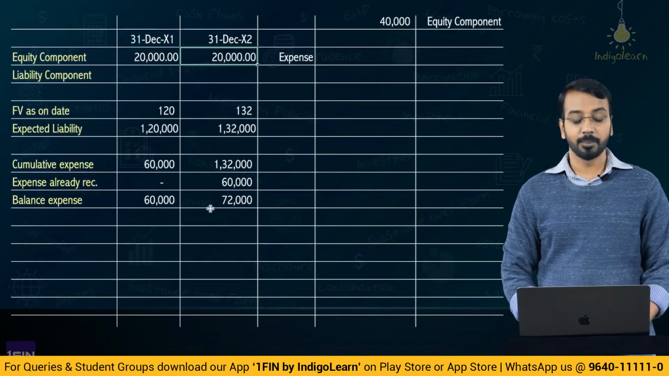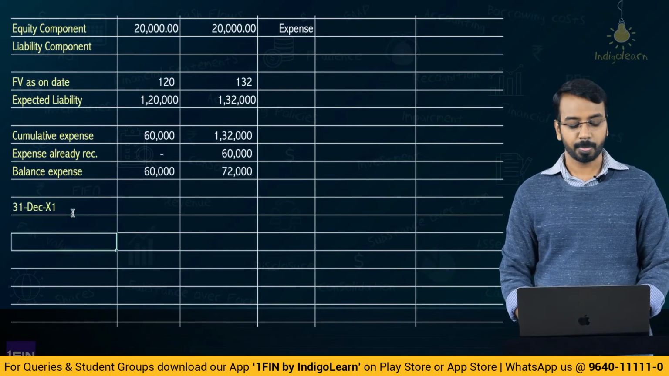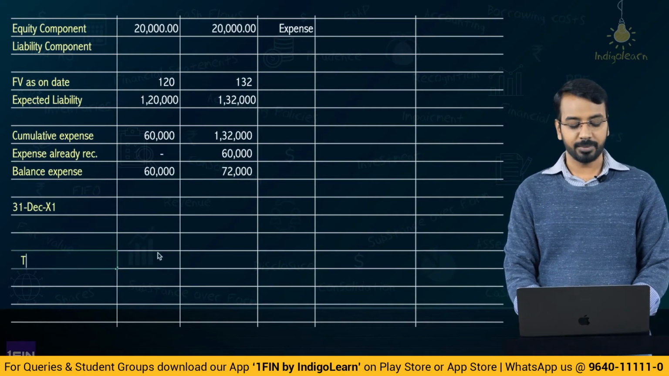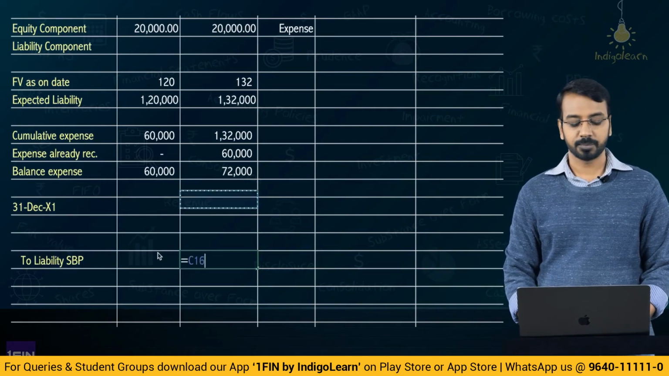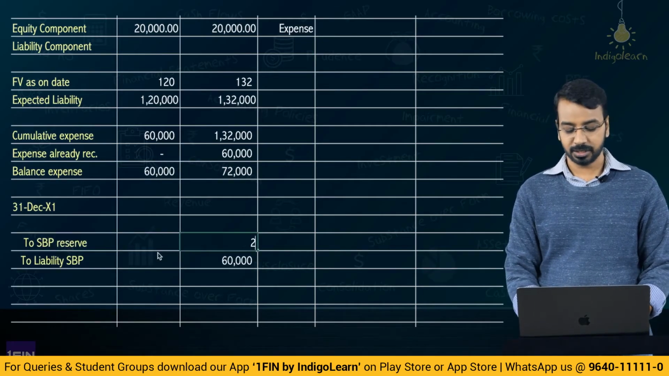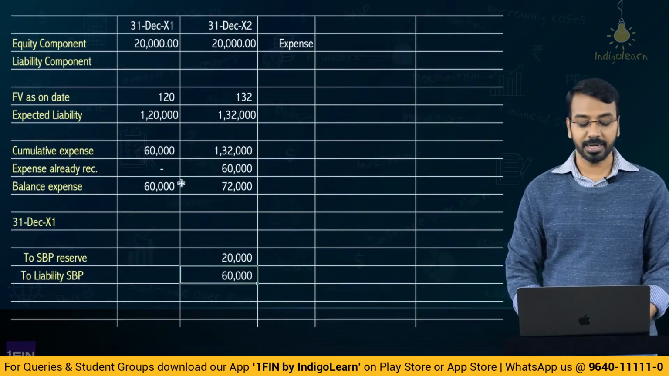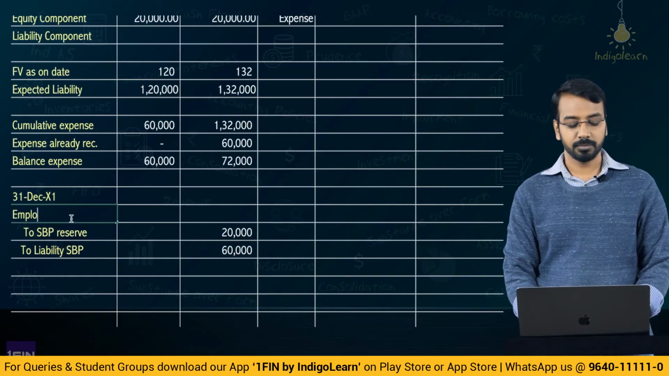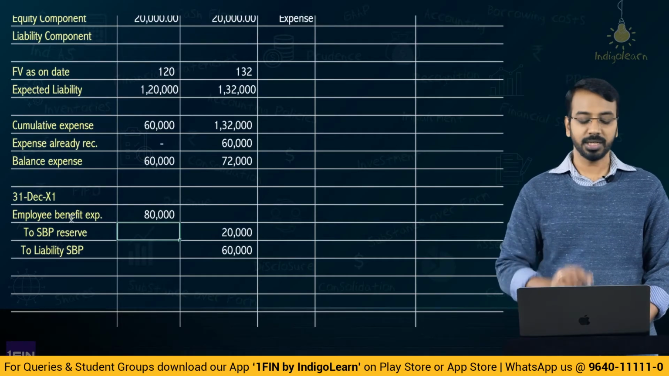So, based on this, let us pass the journal entries. 31st of December of year 1. So on 31st December of year 1, how much is the liability? SBP liability is 60,000. And what is the equity component? SBP reserve under equity, it is 20,000. Where do we get this 20,000 from? This part, right? So the employee benefit expense debit will be 80,000. 60 plus 20, 80,000.